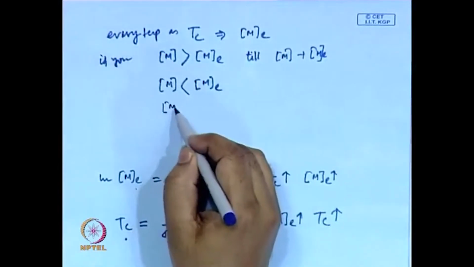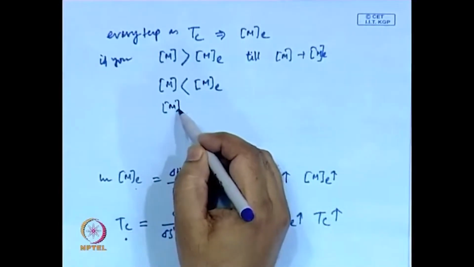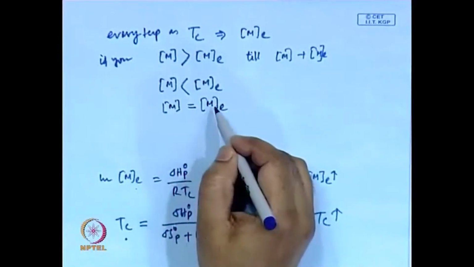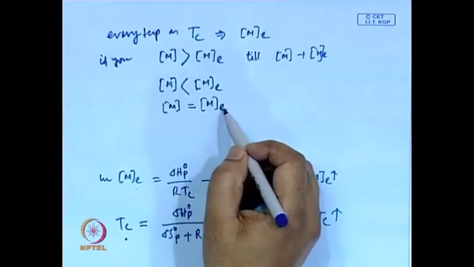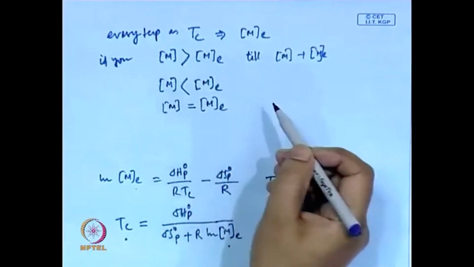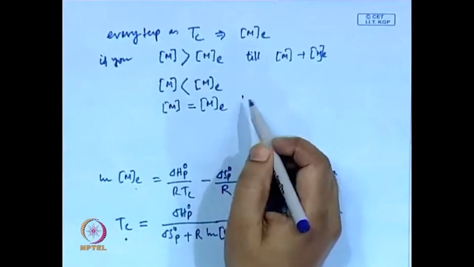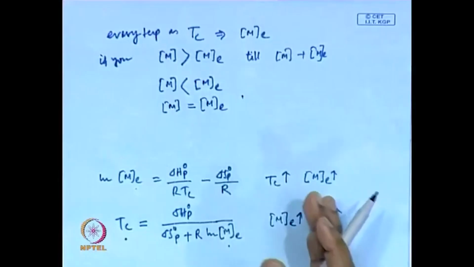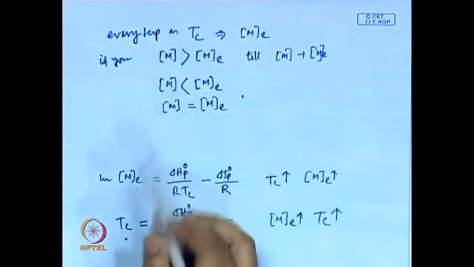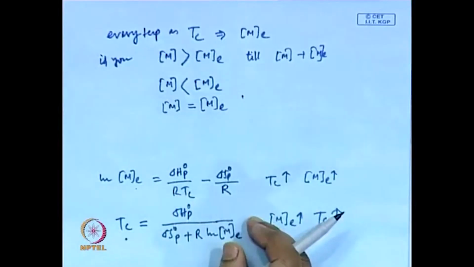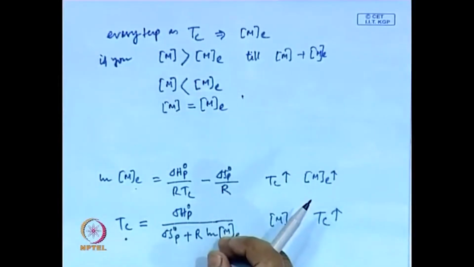And if at any point of time your monomer concentration is equivalent to the equilibrium monomer concentration, then the reaction will stop. That means that there will be no appreciable change in the concentration of the free monomer. So, apparently there is no reaction going on. Actually, the rate of propagation is the same as the rate of depropagation.